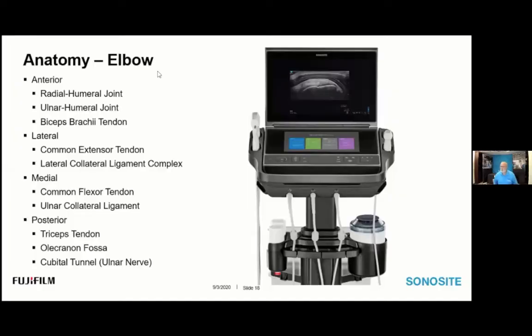Let's now move on to the medial aspect of the elbow, where the primary anatomy of interest includes the common flexor tendon as well as the ulnar collateral ligament.